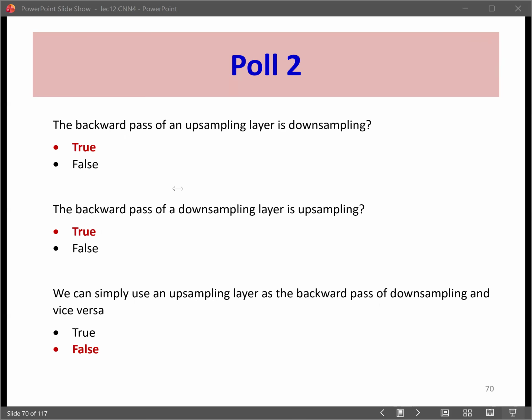Bruno was right. The backward pass of an upsampling layer is downsampling. The backward pass of a downsampling layer is upsampling. You can't simply use an upsampling layer as the backward pass of downsampling and vice versa. Why is the third one false? Those of you who answered false, you got it right. You need to account for the original shape of the input because of the craziness at the boundaries. If you ignore the boundaries, you could do so, but you have to worry about the boundaries.